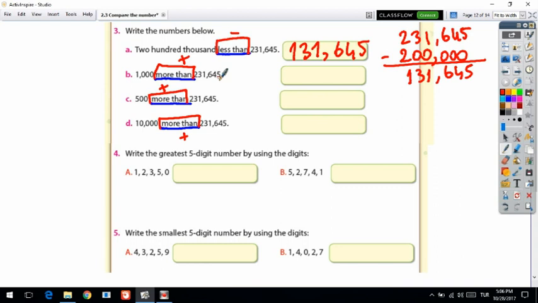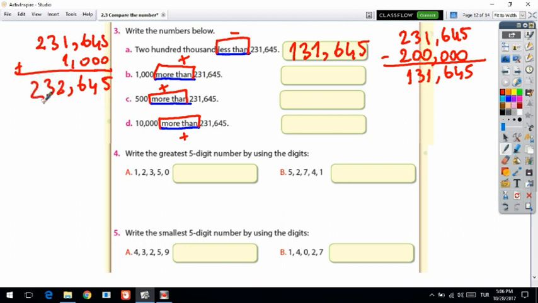Then another question, 1,000 more than 231,645. Okay, let's solve here, but this addition must be 231,645 and then 1,000. 1, 2, 3. So 5, 4, 6, comma, 2, 3, 2. So what's your answer? 232,645. Okay, the other parts, C and D, are the same kind of question, so it's not necessary to solve them. But we have another kind of question.